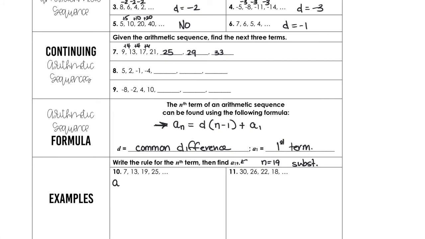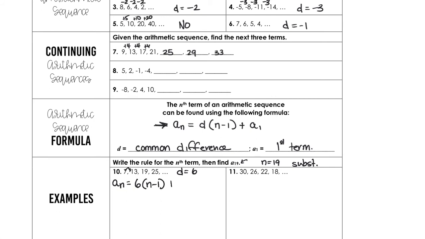A sub n is equal to d, known as the common difference. So what I have to find here is the value of d. And the value of d from 7 to 13 and 13 to 19, these are all plus 6. So I would write 6 parenthesis n minus 1.